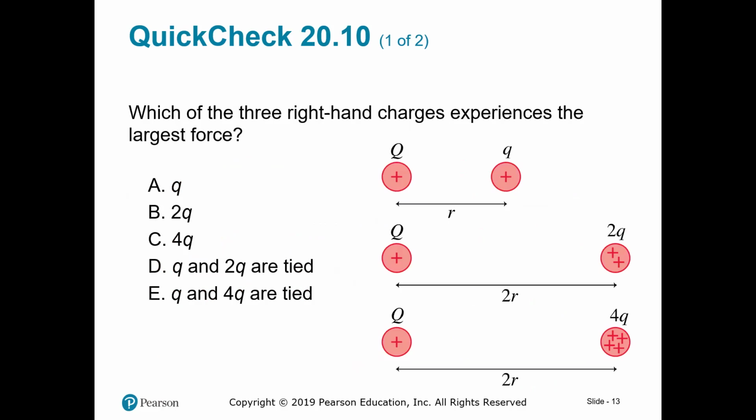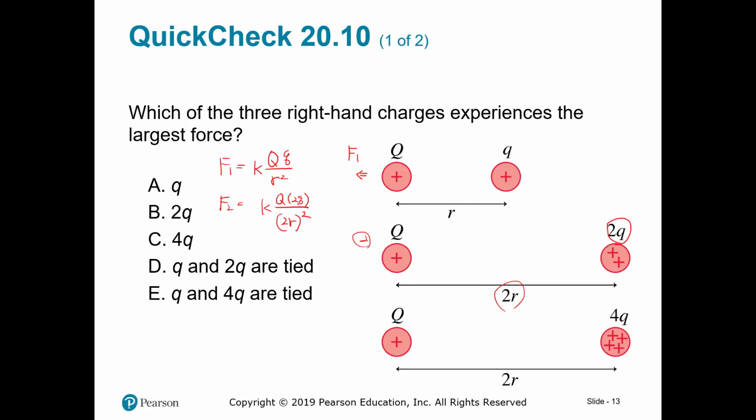And then which of the 3 right-hand charges experience the largest force? Again, the same. Case number 1, what is the force? K times large Q and small q divided by R squared. So I'll call this F1. Now F2, case number 2, what is your F2? Again, K, Q same, but now you increase your charge 2 times more. So now it's 2Q divided by 2R squared, right?